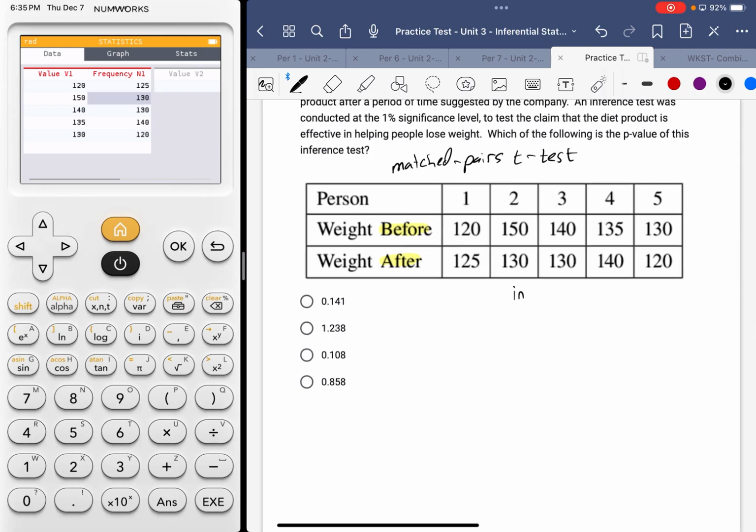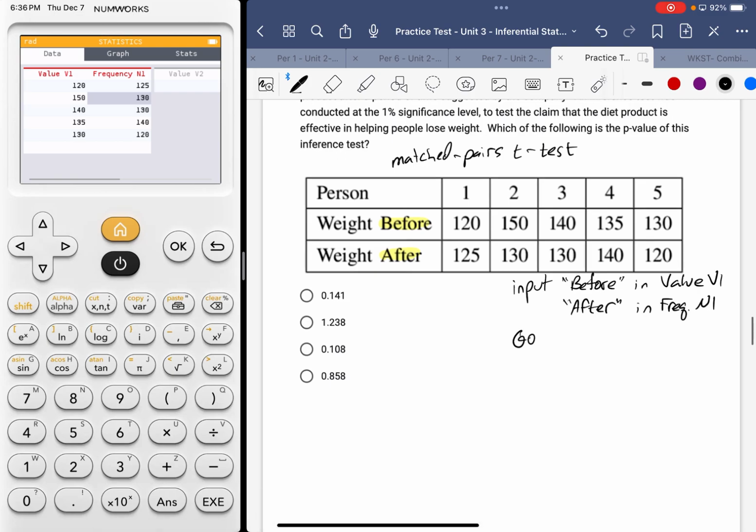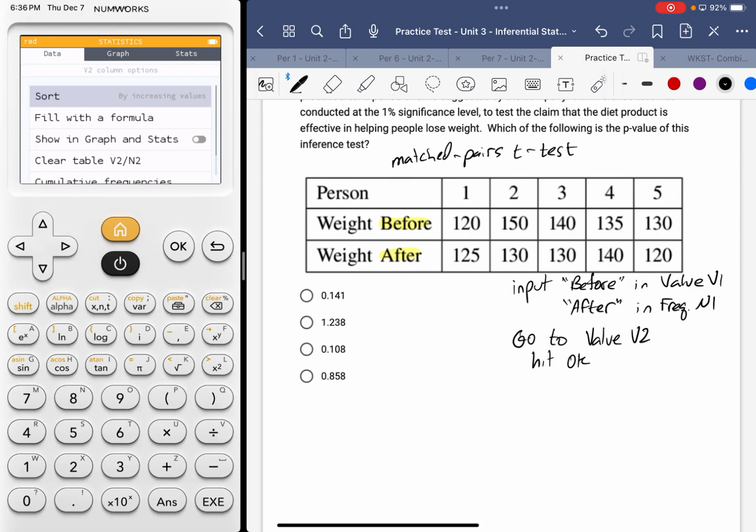So I'll just make a note at the bottom here, I guess. So we're saying input before in value V1, and after goes in frequency, abbreviate that, frequency N1. Then go to value V2. Hit OK. So I'm going to go to value V2, hit OK. I'm going to select fill with a formula.